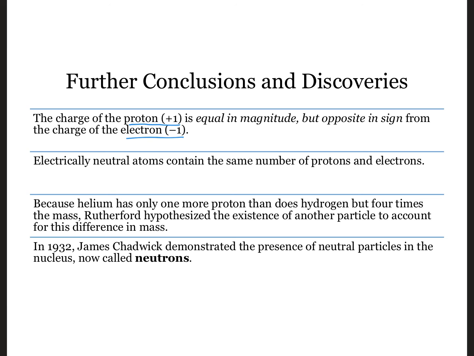While studying this phenomenon, Rutherford found that helium has only one more proton than hydrogen, but 4 times the mass. Rutherford hypothesized the existence of another particle to account for this difference in mass, which was explained in 1932 when James Chadwick demonstrated the presence of neutral particles in the nucleus, now called neutrons.